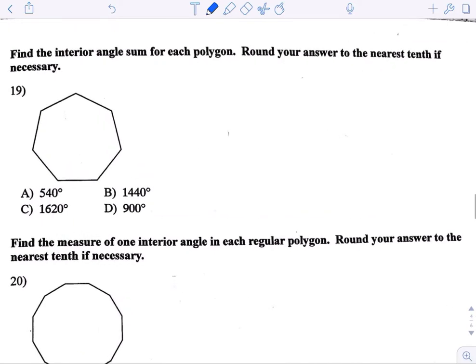5. Find the interior angle sum for each polygon. So you need to find the sum of all the interior angles of the polygon combined. So that means you have to use 180 times n minus 2 all over n. This, you guys, is the total sum of interior angles of a polygon. Okay, so we know n is the number of sides, so we have 1, 2, 3, 4, 5, 6, 7. We have 7 sides there.